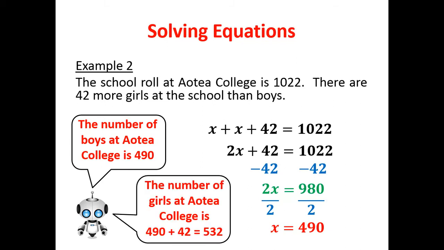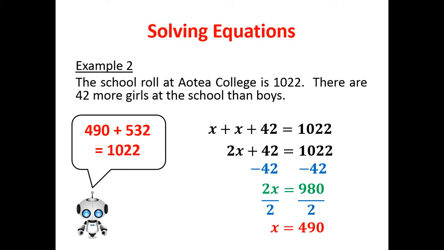The girls at Old Tier College is x plus 42. So 490 plus 42 makes 532. So let's quick check. 490 boys plus 532 girls makes 1,022 students.